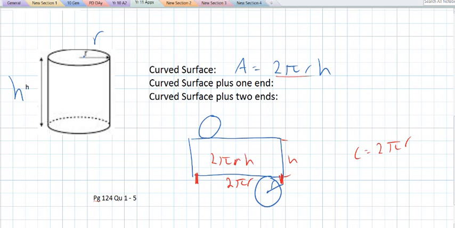Alright. Now if we do the curved surface plus one end, our area is equal to 2 pi r h for the curved surface, and how much would we add on if we just want to add one end? Plus pi r h. Close. What shape is the end? Pi r squared. Good, Vicky. Pi r squared. And what if we added two ends? 2 pi r squared.